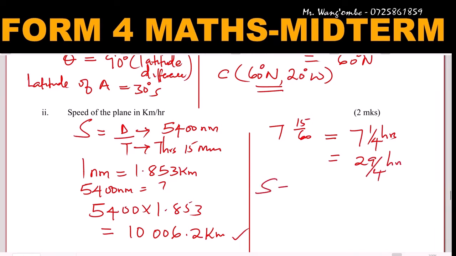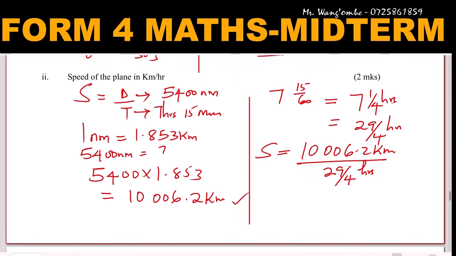So now speed is given by distance, 10,006.2 kilometers, divided by 29 divided by 4 hours. So when you divide these, you'll get 1380.17 kilometers per hour, and that is how you're supposed to solve that question.